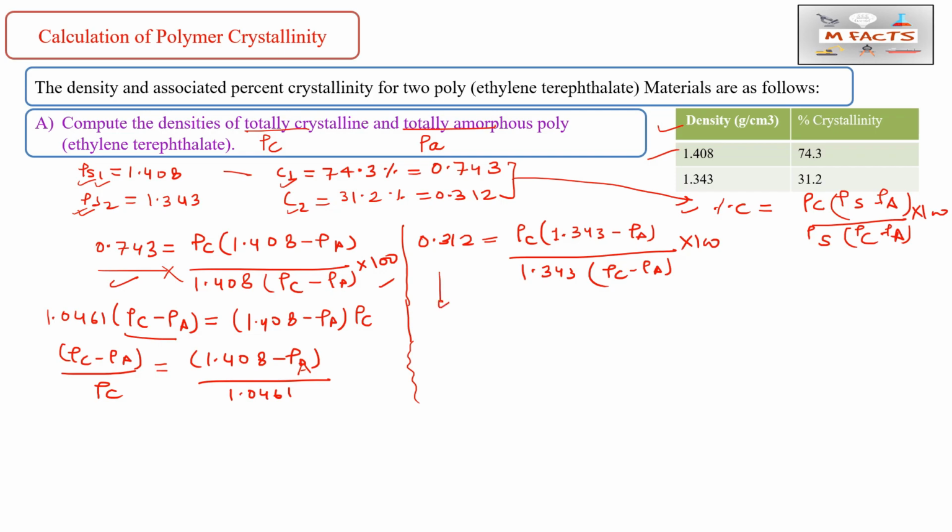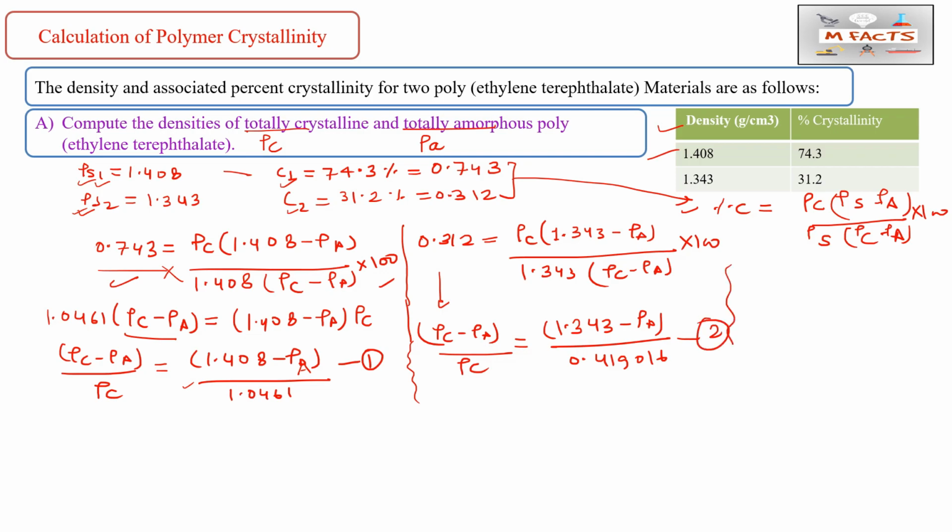So what we will get, we will get rho C minus rho A by rho C value from this equation also, and we will get like that 1.343 minus rho A. Okay, so this will be 0.419016. Now what we can see, this rho C minus rho A upon rho C is equal to this value in equation 1, and rho C minus rho A upon rho C is equal to this value in equation 2 after solving for the second sample.